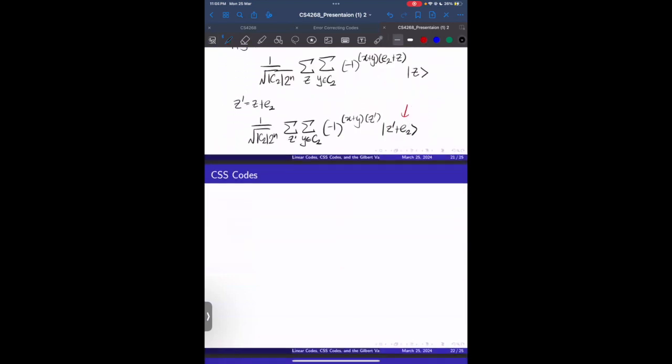Well, we showed above that if z prime is in C2 perp, then this whole sum becomes just mod C2. This was something that we showed before. And if it's not, then the sum goes to 0, right? So now we can take this expression and we can finally rewrite it in the form that we want.